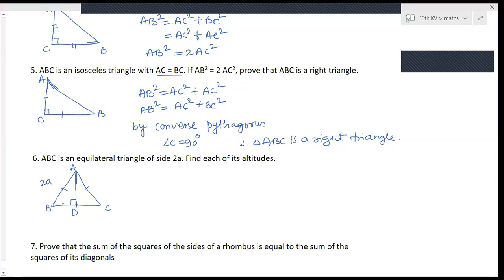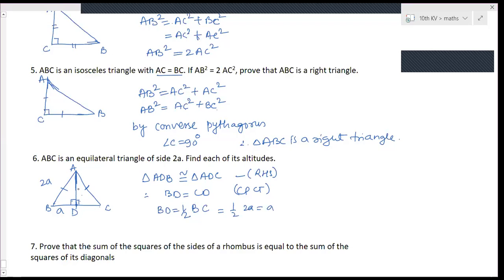Reason: triangles ADB and ADC are congruent triangles, as AB is equal to AC, the angles are 90 and 90, and AD is a common side. So therefore, by RHS criteria, triangle ADB is congruent to triangle ADC, and therefore BD is equal to CD by CPCT. So BD is equal to half of BC, and BC is 2A. So what is BD then? Half of 2A, that is A. So this is A.